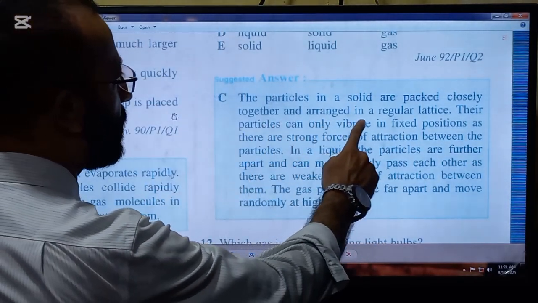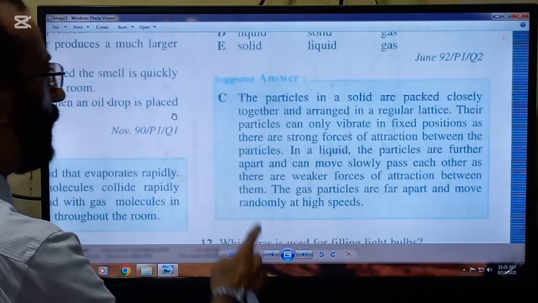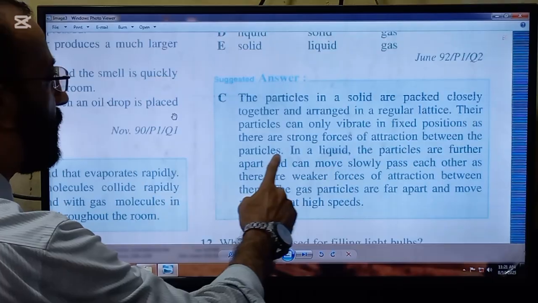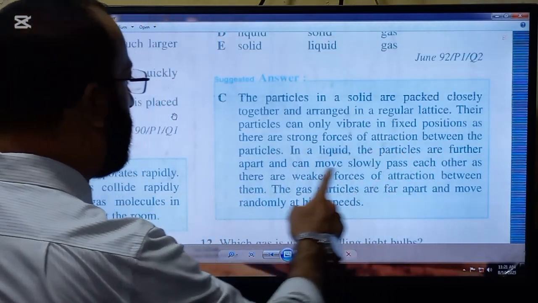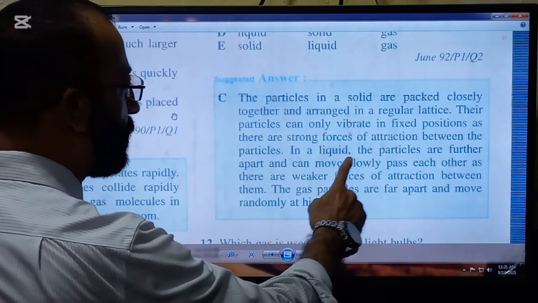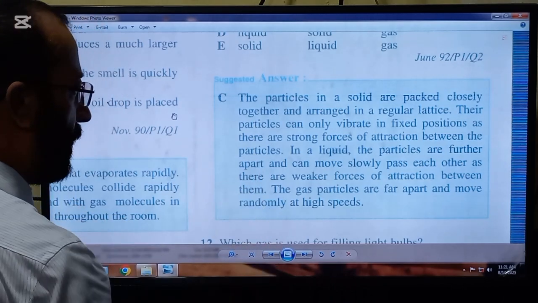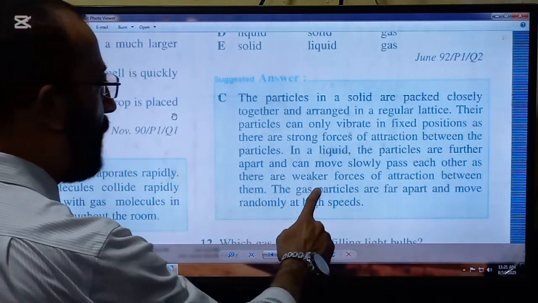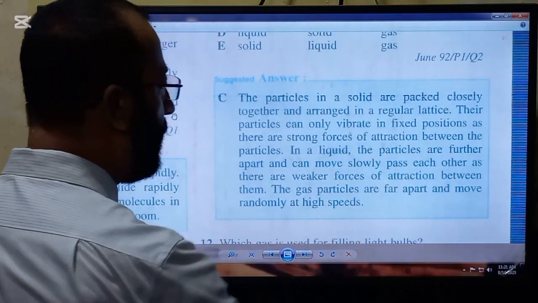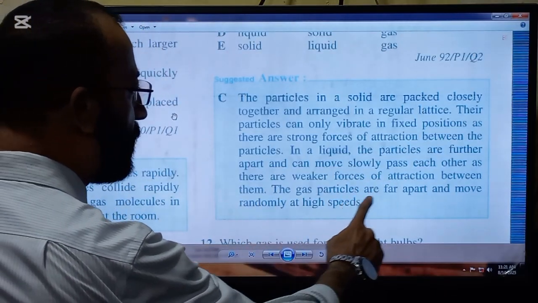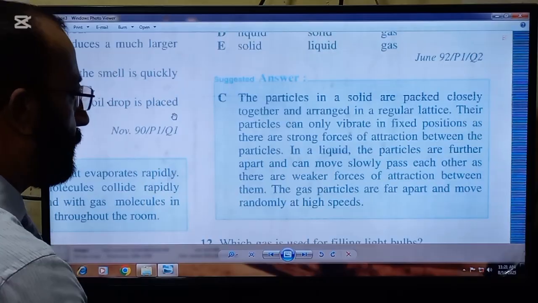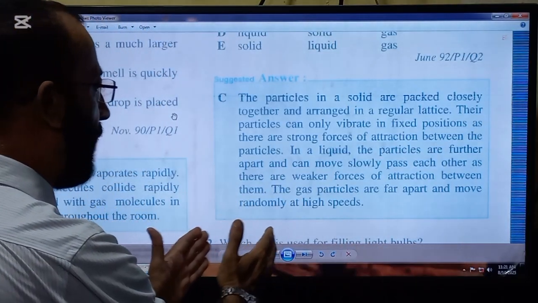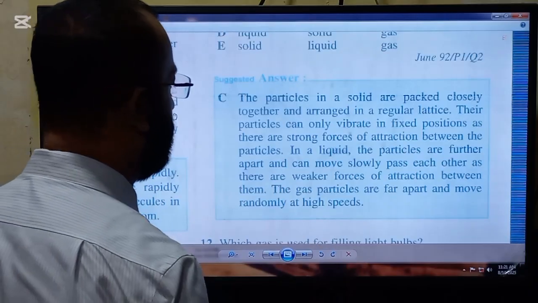The particles in a solid are packed closely together and arranged in a regular lattice. Their particles can only vibrate in fixed positions as there are strong forces of attraction between the particles. In a liquid, the particles are further apart and can move slowly past each other as there are weaker forces of attraction between them. The gas particles are far apart and move randomly at high speed.